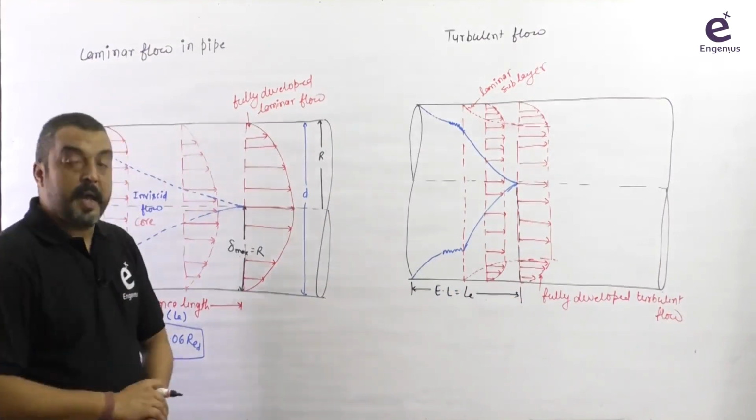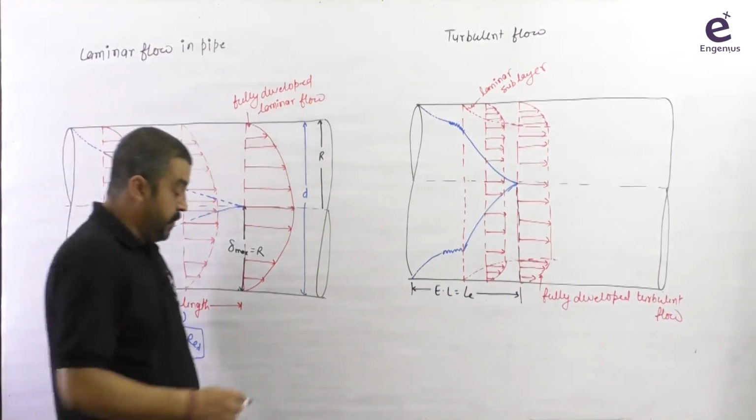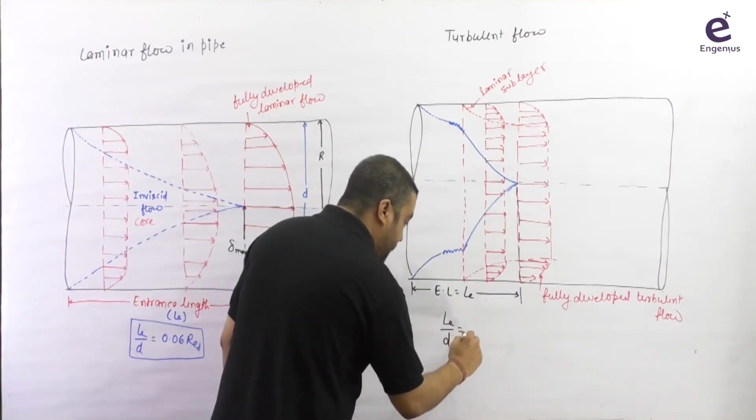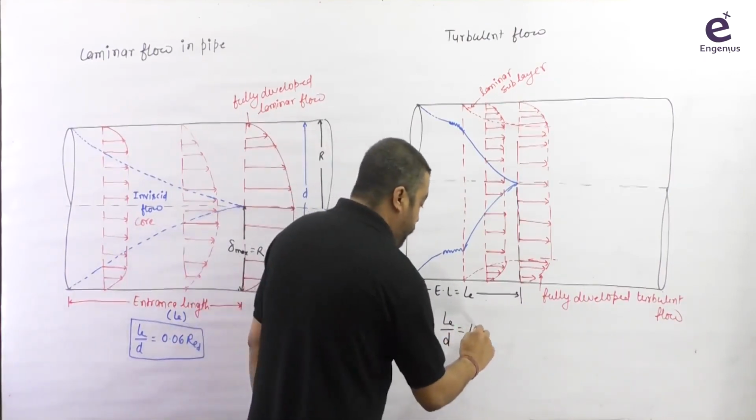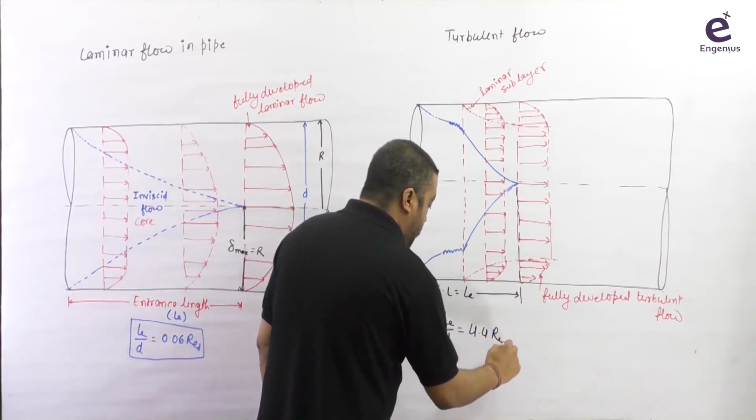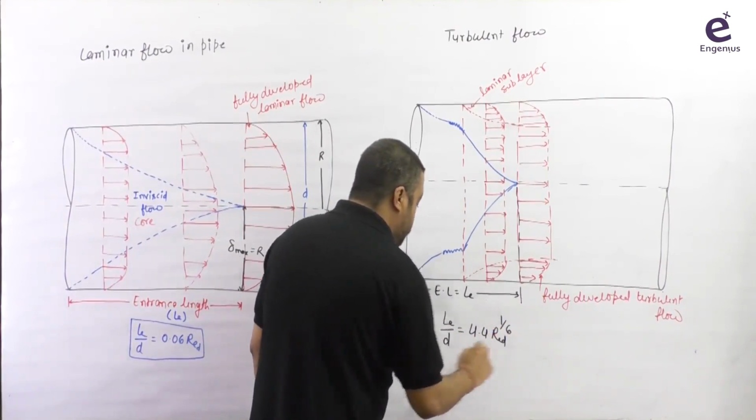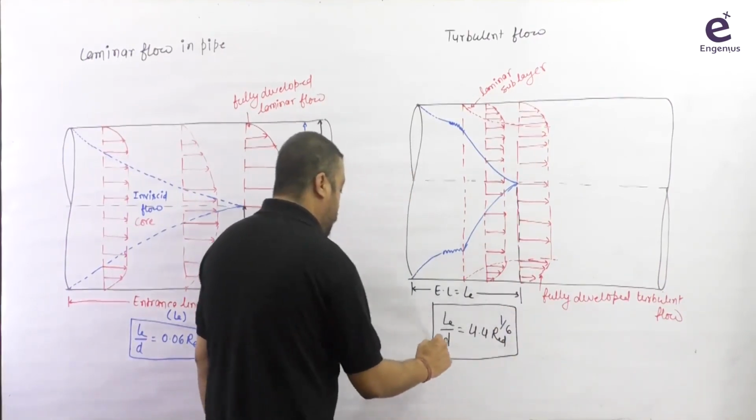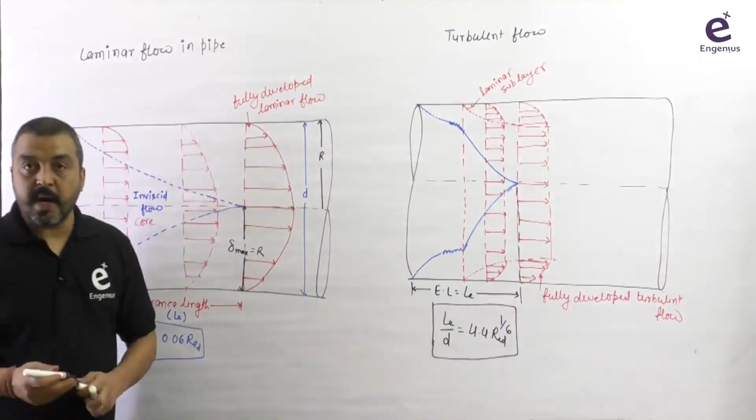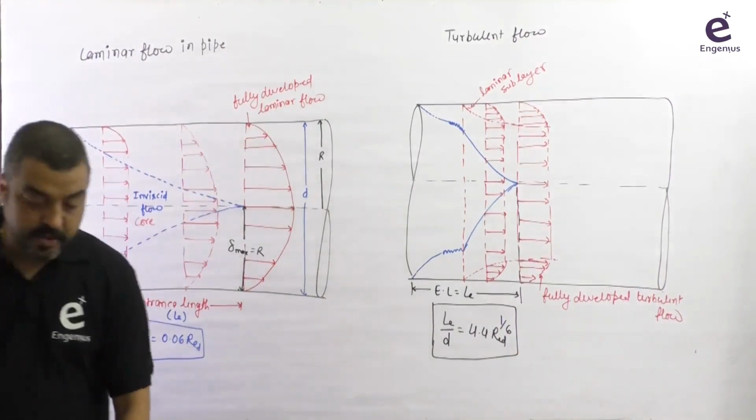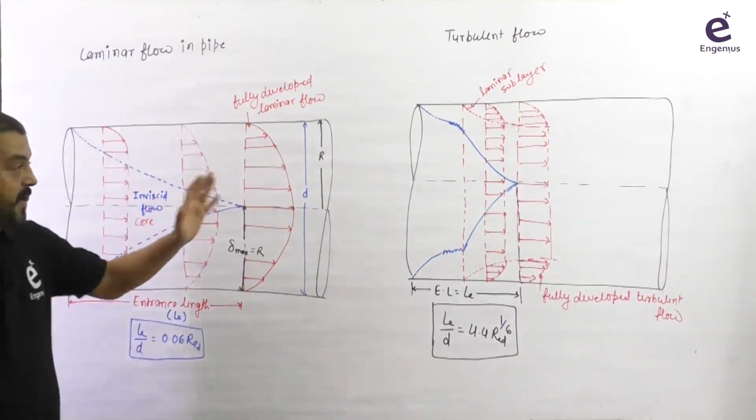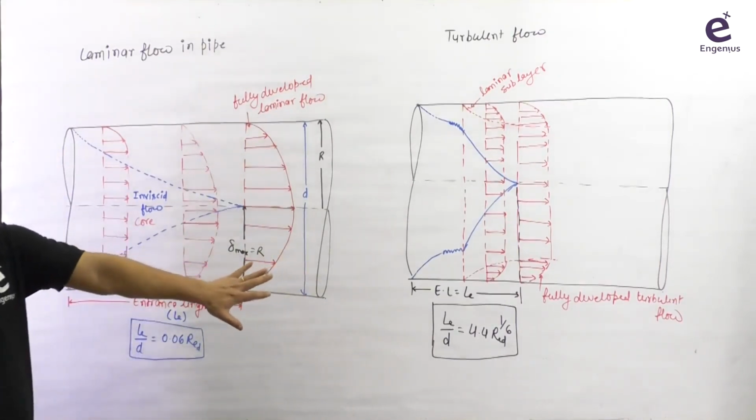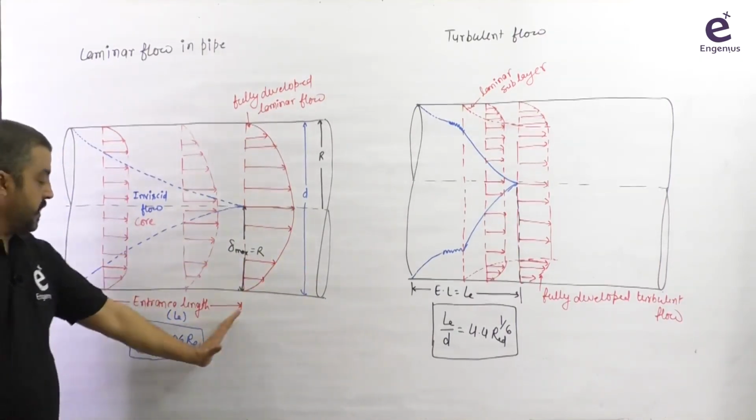So the formula that we used for the laminar flow, for the turbulent flow will be LE by D, where D again is the diameter of the pipe, equal to 4.4 into Re_D to the power 1/6. This formula we will use for the turbulent flow here. And one more thing I want to tell you: you can clearly see from the diagram I have drawn that the entrance length in case of turbulent flow is less than in case of laminar flow.